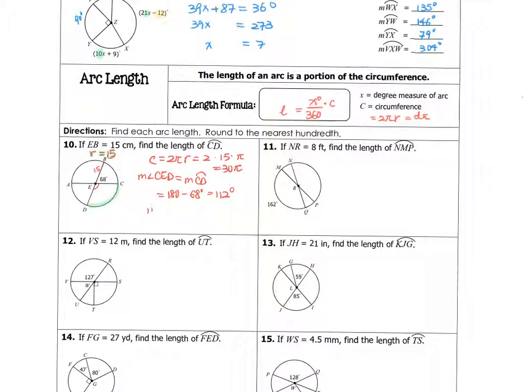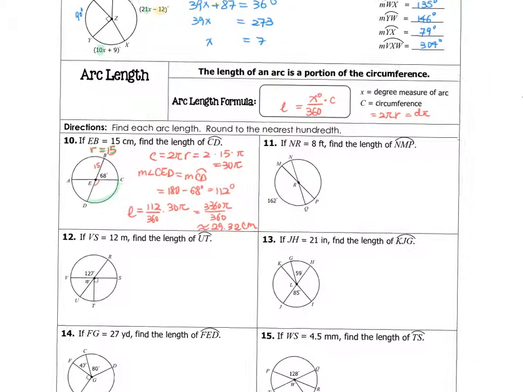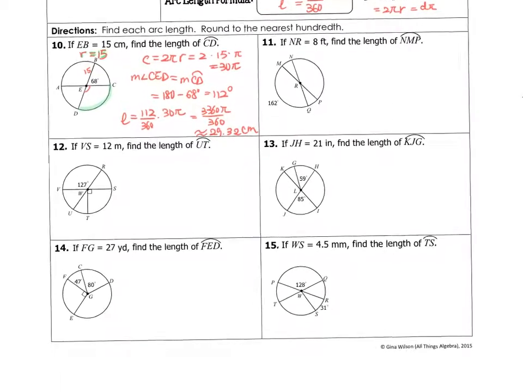So now the proportion is, the length of CD is 112 over 360 multiplied by 30 pi. And that should give me 3360 pi over 360. It's approximately 29.32 centimeters. Okay, that's how we calculate arc length.